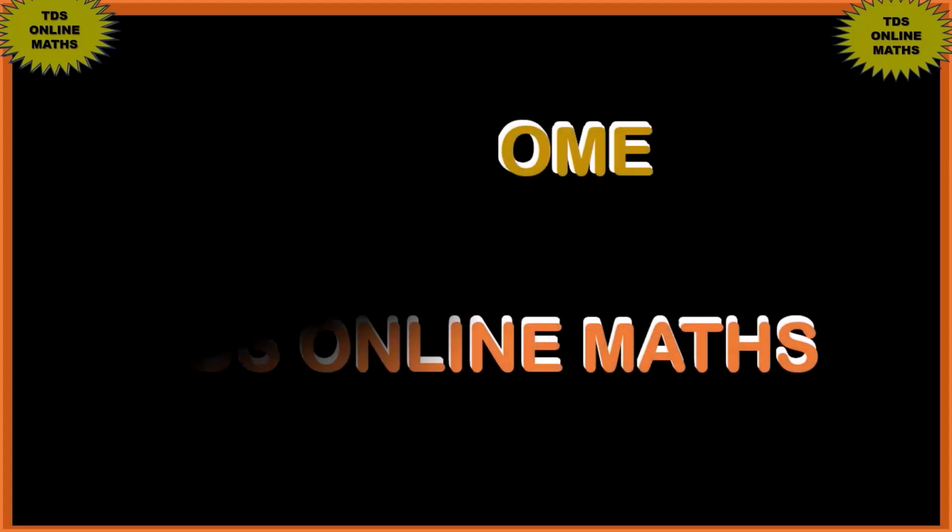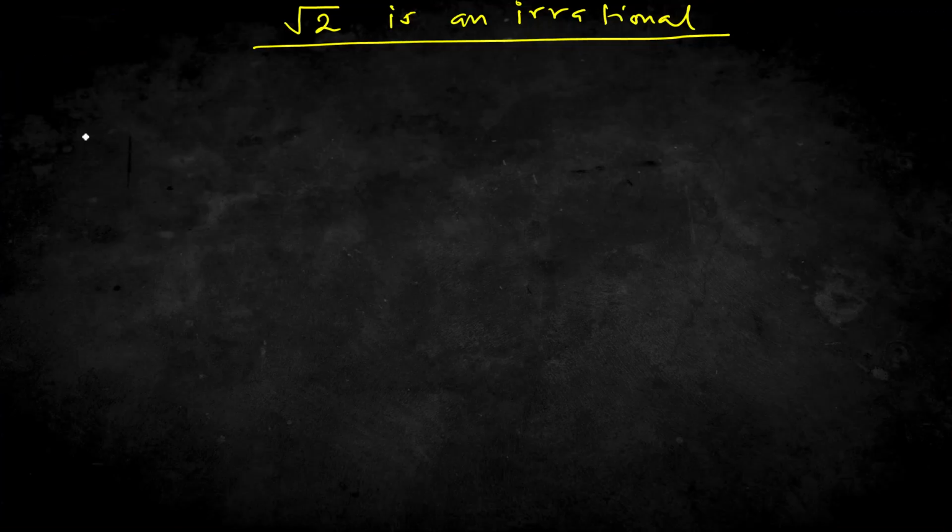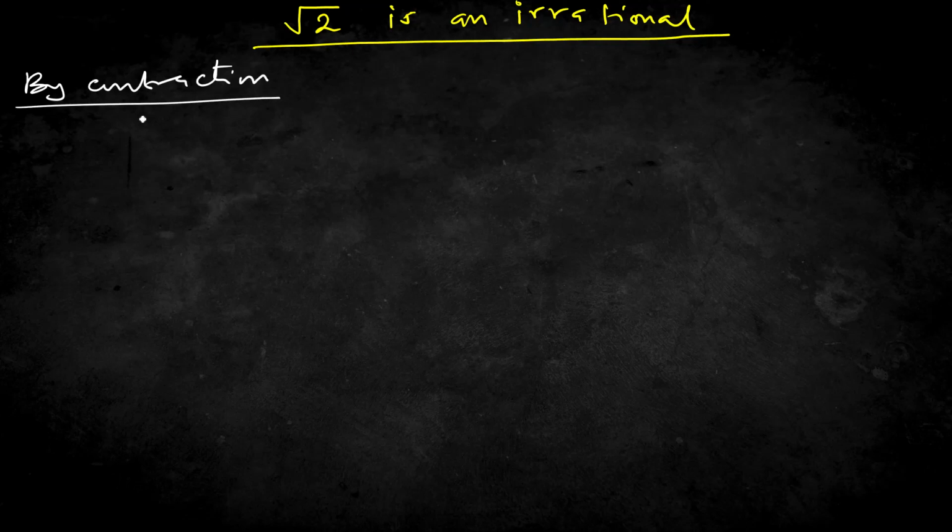Alright, we want to prove that root 2 is an irrational number. We want to prove it by contradiction. So by contradiction, we are going to assume that root 2 is a rational number.